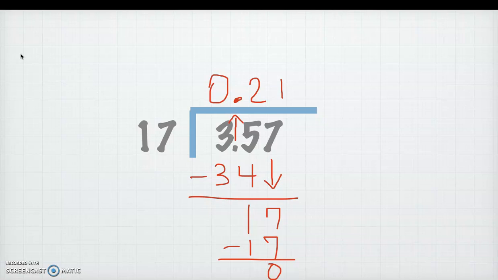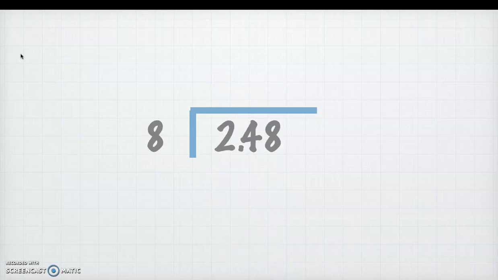So let me go ahead and show you another example. My next example is going to be 8 divided by 2.48. 8 divided by 2.48. Let me go ahead and ask you, what is the first step? What are you going to do as you're dividing a decimal by a whole number? That is correct. You're going to place the decimal point directly above the decimal point from the dividend. So I'm going to place my decimal point right there. And my next step is just to divide as usual. Just think like you are dividing a whole number by a whole number. So I'm dividing 8 into 248.